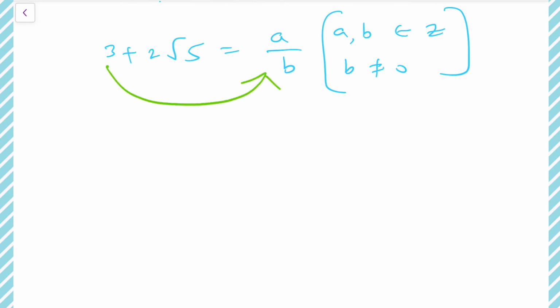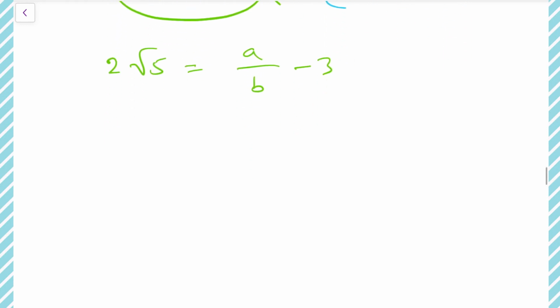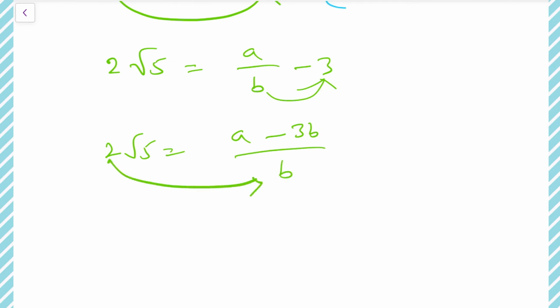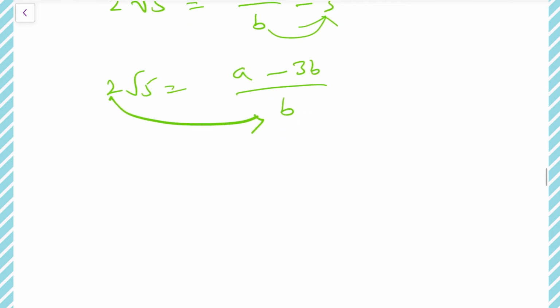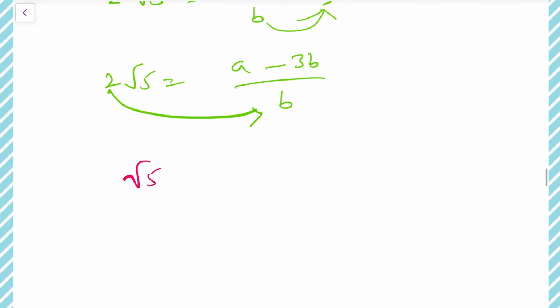Take 3 to the right side. 2 root 5 is equal to a by b minus 3. 2 times root 5 is equal to a minus b into 3, that is 3b, divided by b. Now take 2 also to the right side. Then we get root 5 is equal to a minus 3b divided by 2b.